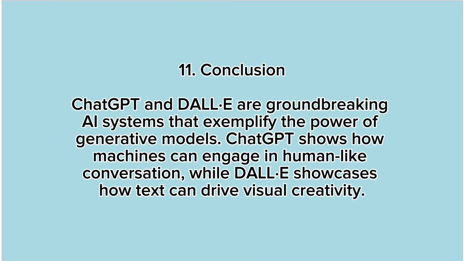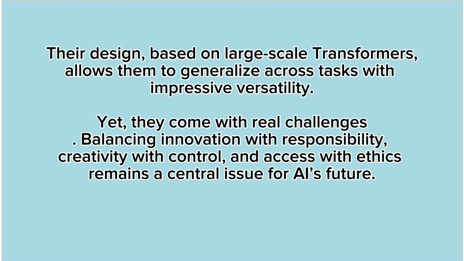Conclusion: Chat and DALL-E are groundbreaking AI systems that exemplify the power of generative models. Chat shows how machines can engage in human-like conversation, while DALL-E showcases how text can drive visual creativity. Their design, based on large-scale transformers, allows them to generalize across tasks with impressive versatility, yet they come with real challenges. Balancing innovation with responsibility, creativity with control, and access with ethics remains a central issue for AI's future.